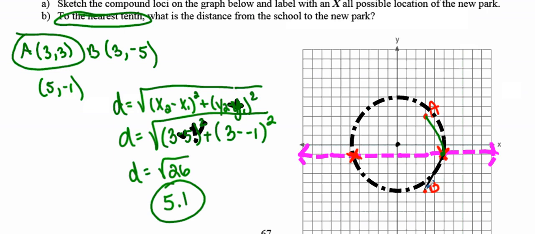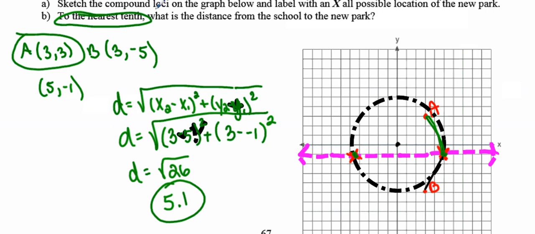All right, now that said, I found the distance from the school to the closest park. I could have also found the distance from this park over here to the school. I'm going to say that when this question was written, they wanted the distance from the school to the closest park. But again, not really a terribly well written question because they weren't specific. They weren't clear about exactly which park they wanted you to find.